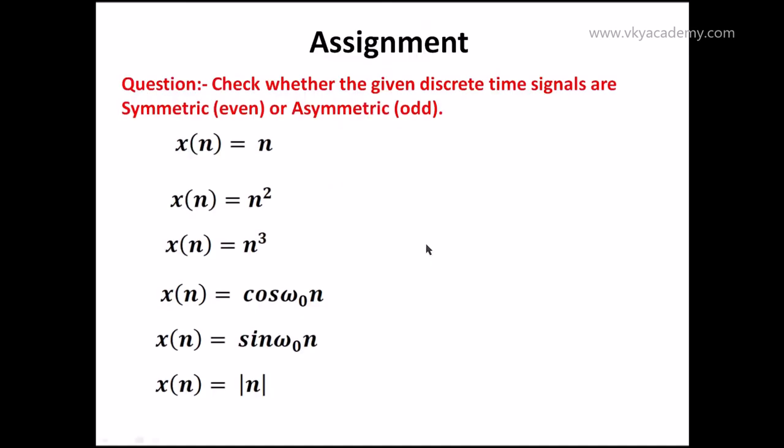Now here are a few assignment questions for the test of knowledge. x of n equal to n, x of n equal to n square, x of n equal to n cube, x of n equal to cos omega naught n, x of n equal to sin omega naught n, and the last one is x of n equal to mod of n. So we need to basically find out the even part and odd part for the given signals. So this is all about symmetric and asymmetric signals.